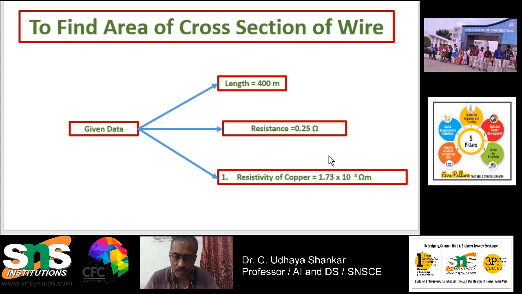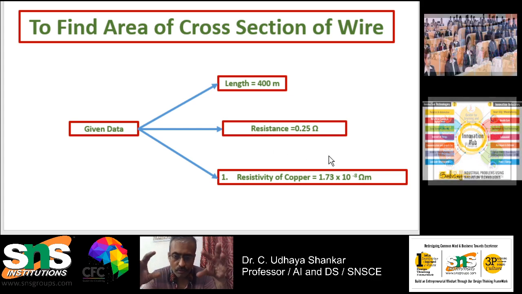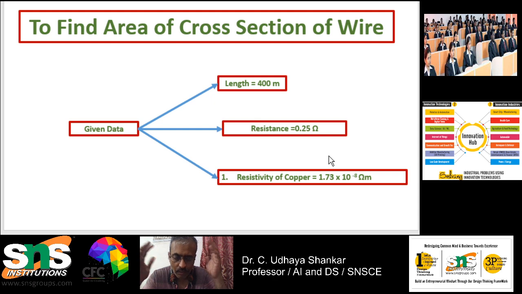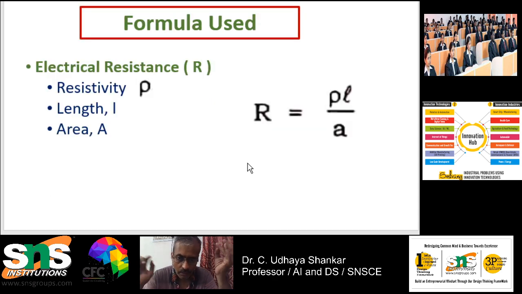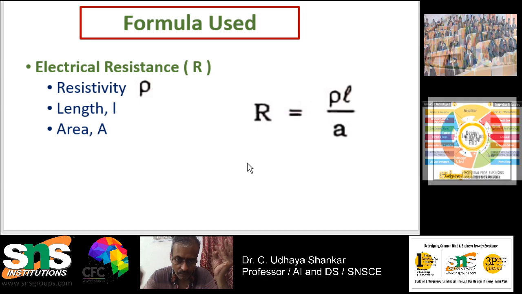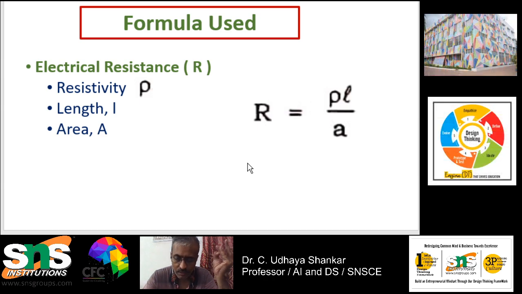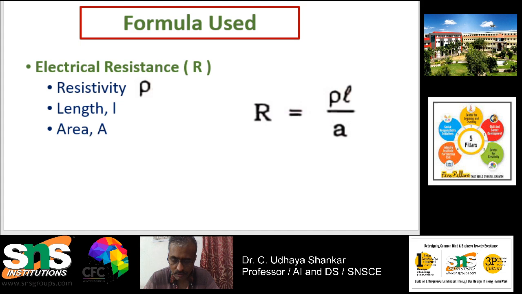So these are all the things which have been given, and I want to find the area of cross section. We have discussed in many videos that the formula is R equal to rho into L by A. Rho is the specific resistance, or the resistivity, L is the length of the wire, and A is the area of cross section. So R equal to rho L by A. This is the formula discussed in many of my videos.